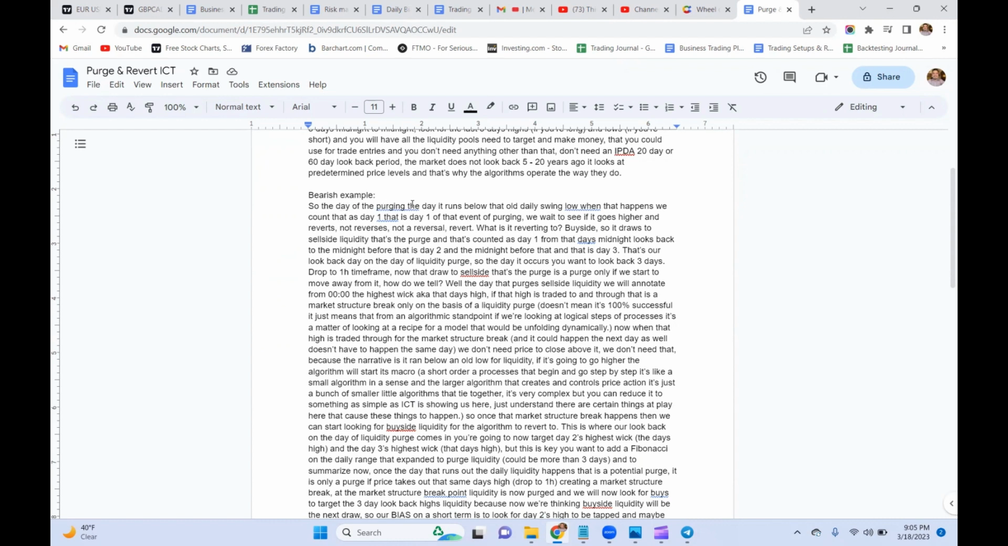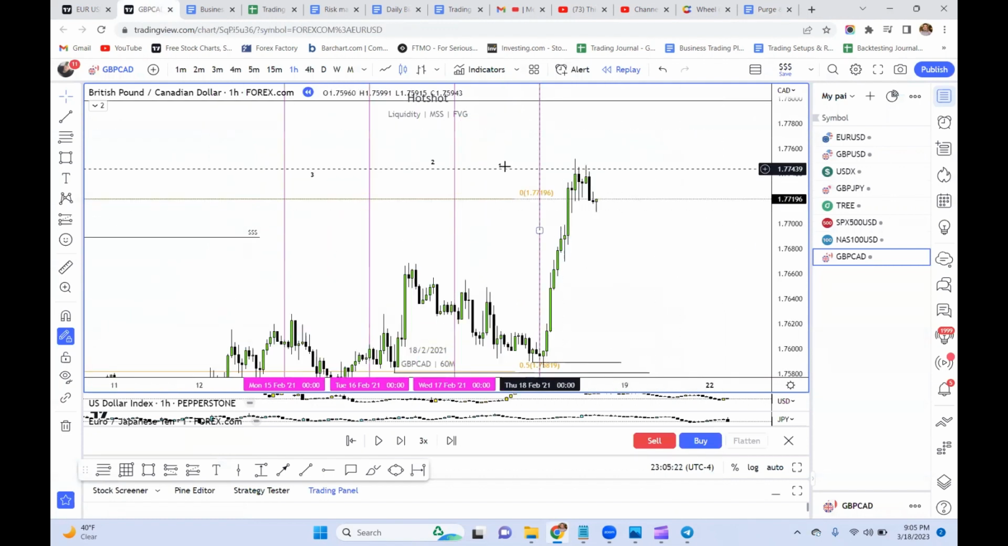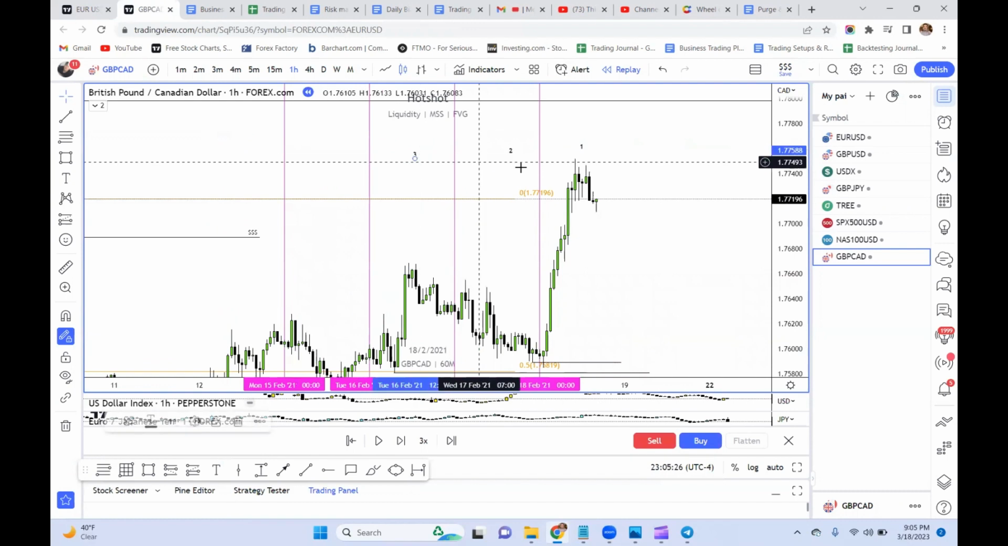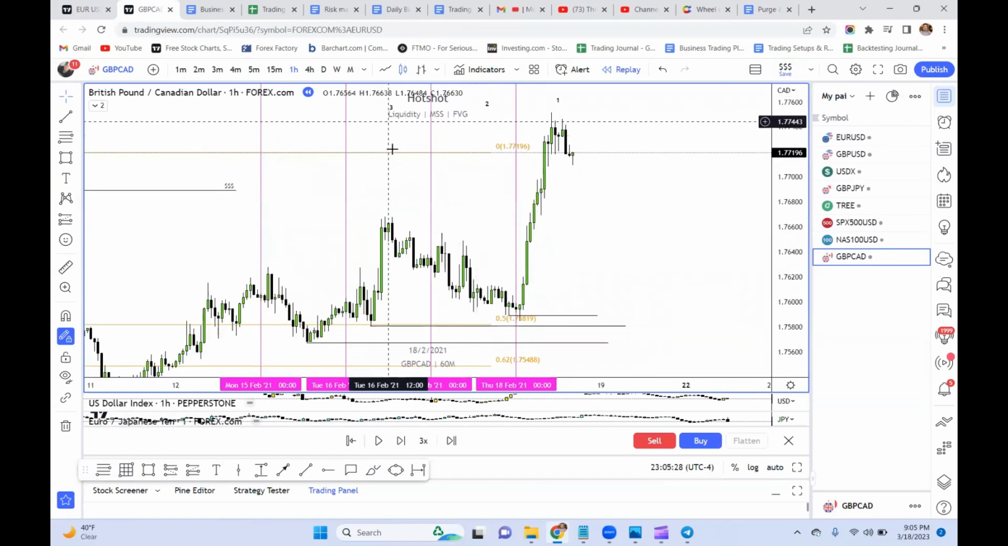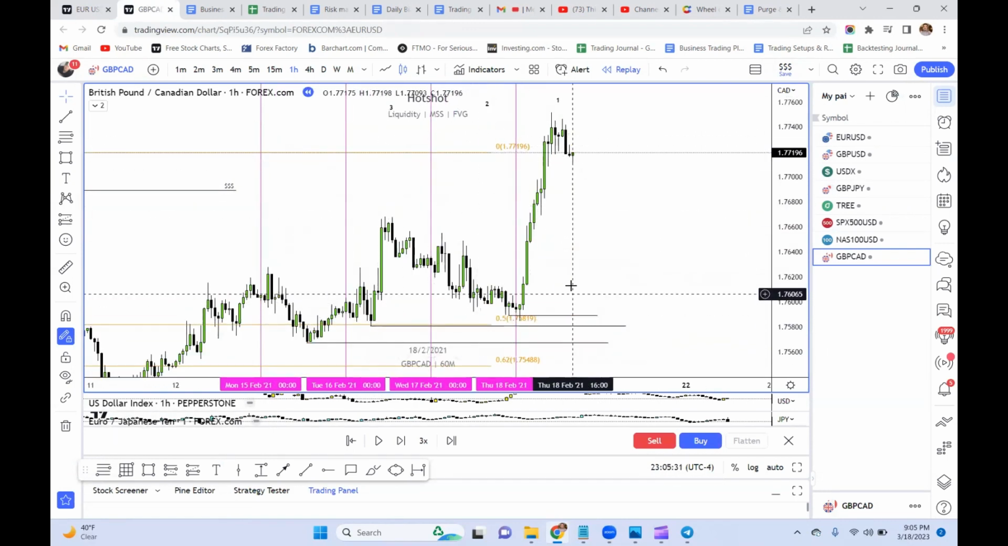So the day of the purging, the day it runs above that old daily swing high, we count that as day one. That is day one of that event of purging. Okay, so I got this wrong right here. So this is day one, this is day two, and this is day three right here. Okay, so you can see that day three lines up perfectly with the 50%.